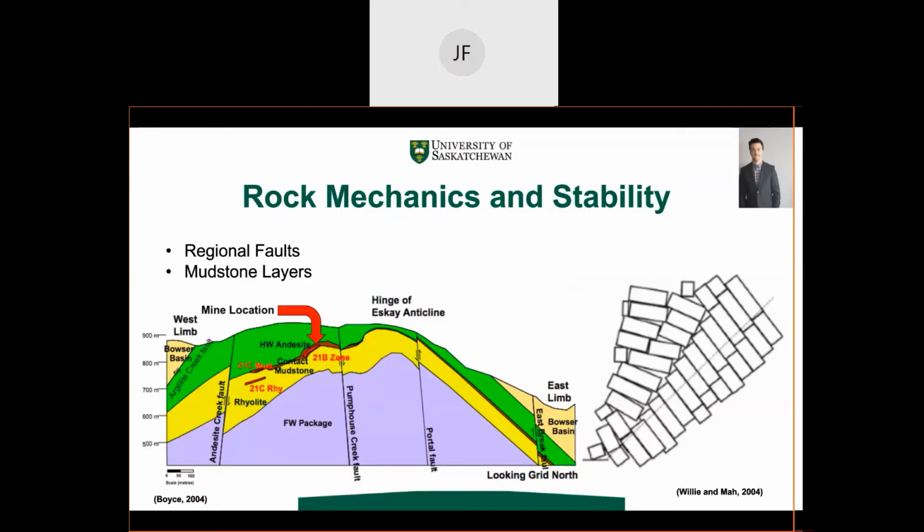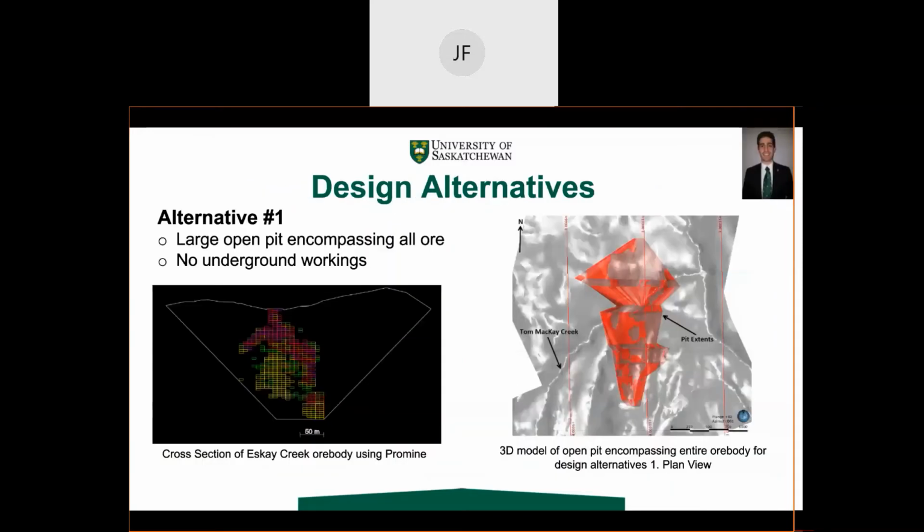Also, the layers of mudstone, which will be present in our pit walls, are much weaker than the andesite and rhyolite and are prone to displacement and failure. In order to reduce these risks, our design alternatives include the use of wire mesh to prevent toppling and reduce slope angles within the mudstone to maintain slope stability.